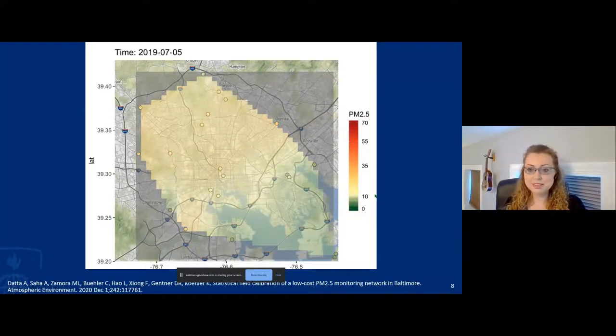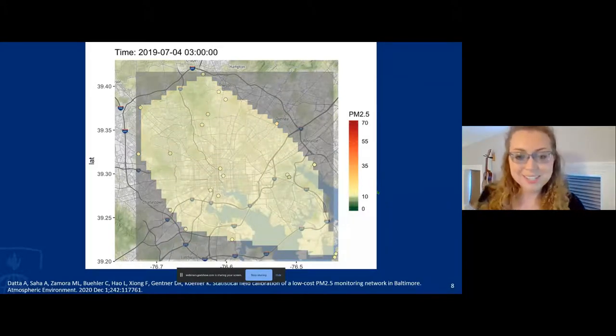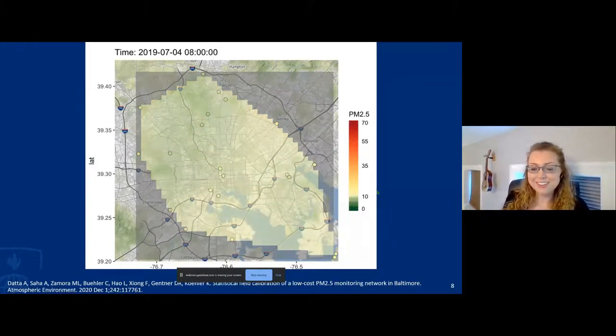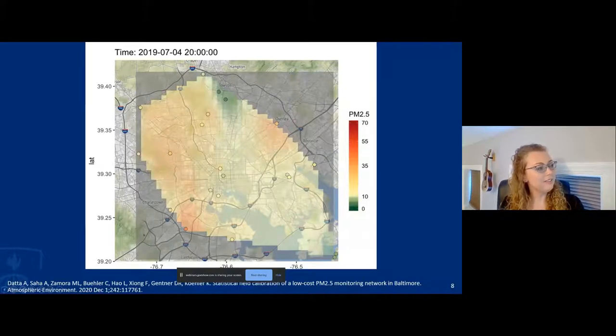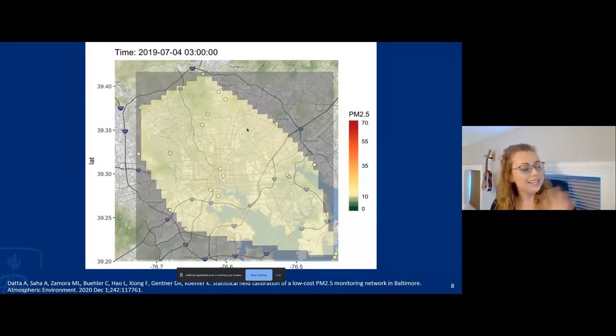This is nice because we can see human factors here. We chose July 4th because we know people are shooting fireworks off in different neighborhoods, and there's a big city firework display. You'll note here, this is 16 going into the evening, we can see different neighborhoods produce more PM as they do their own fireworks. So we can get these kind of high quality maps using this kind of network, which is really interesting.